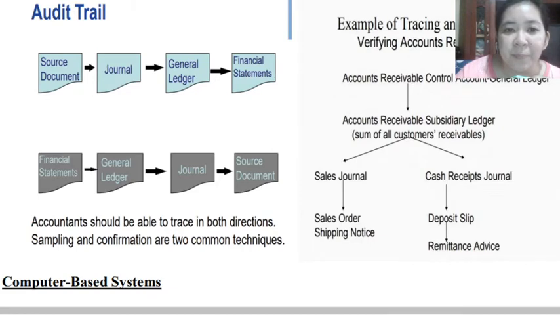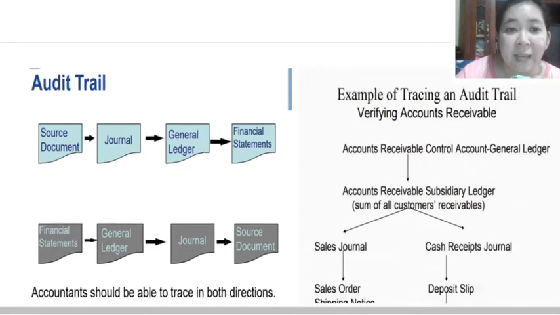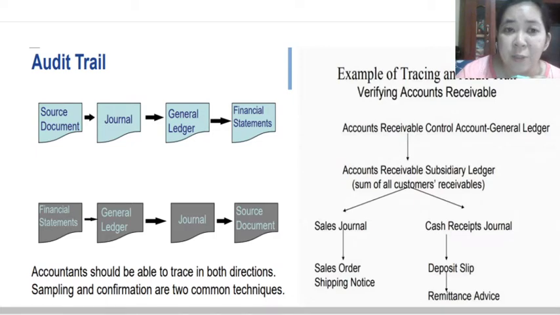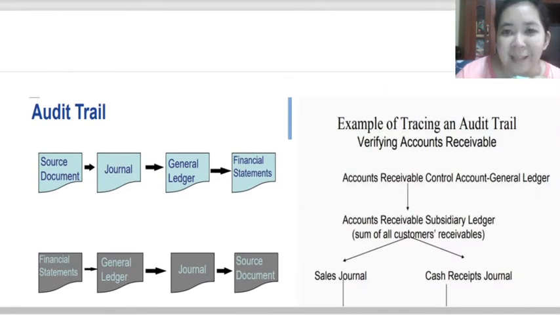So here we have the audit trail. First, of course, is to start from the source document. Okay, as we mentioned in the previous video lecture, this is the first source or the evidence of a transaction that took place. From the source document, the next thing that they should do is to record it in the journal, and then classify it in our general ledger, and then finally to our financial statements. Okay, so this is one way of having the audit trail.